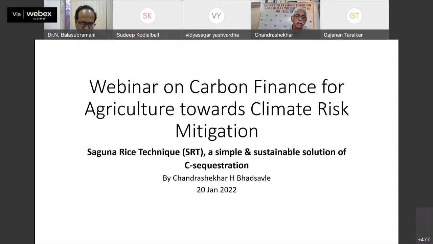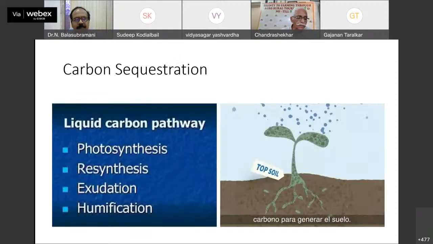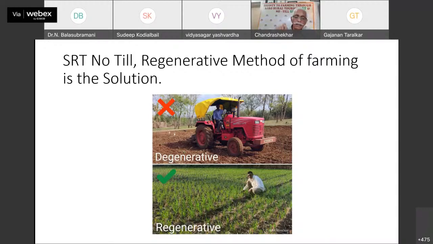The problem is that too much carbon has escaped into our atmosphere, and the solution is to catch that carbon and put it back into the soil, which is the largest pool of carbon. This is possible by the basic science of photosynthesis, exudation, and humification. As you can see on the right part of the slide, the photosynthesis process catches carbon from the air and puts it back into the soil through the liquid carbon pathway. Some of you must know about this particular pathway. But these steps must be followed by a no-till regenerative method of farming. And this is our practice.